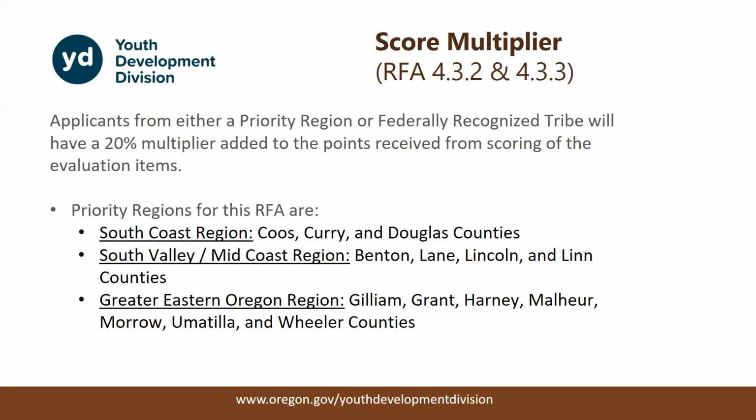In this RFA, applicants from either a priority region or a federally recognized tribe will have a 20% multiplier added to the points received from scoring of the evaluation items. The priority regions listed here are South Coast region, South Valley, Mid-Coast region, and the Greater Eastern Oregon region. Those counties are listed there, and if you are providing or have a proposed service area in one of those counties, you would be able to receive the 20% multiplier on your final score.